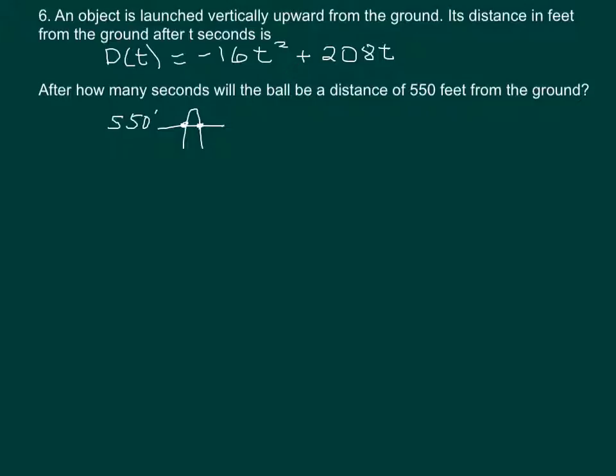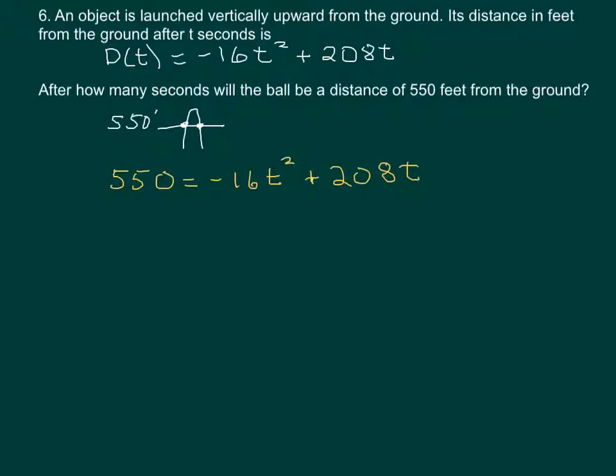So all we have to do is plug in 550 for the distance d of t. That's a function, so you can just call it d, distance. So we're going to plug in 550 feet and solve the equation. So 550, and I didn't write that right, 550 equals -16t squared plus 208t.